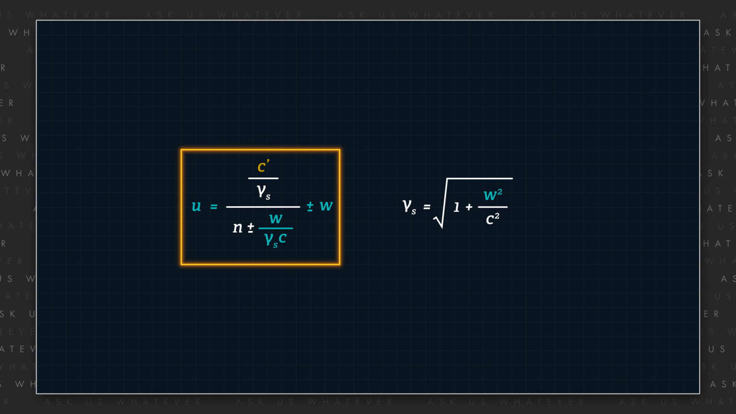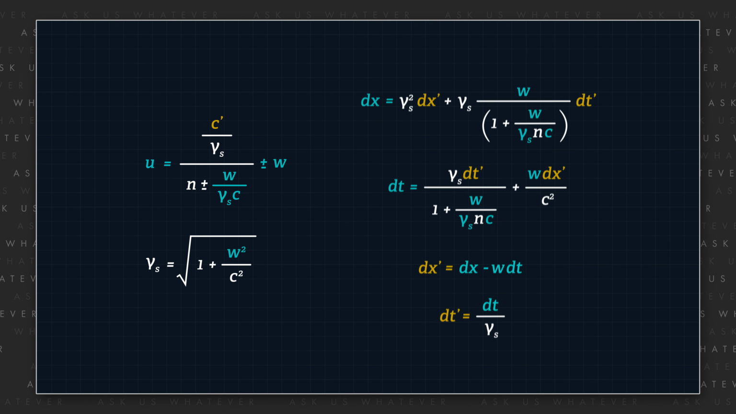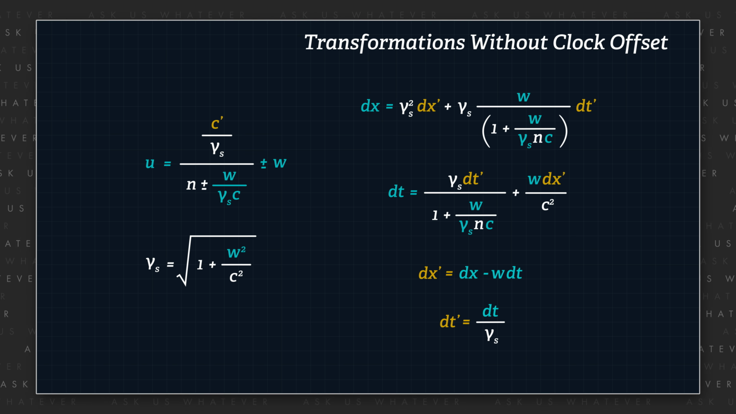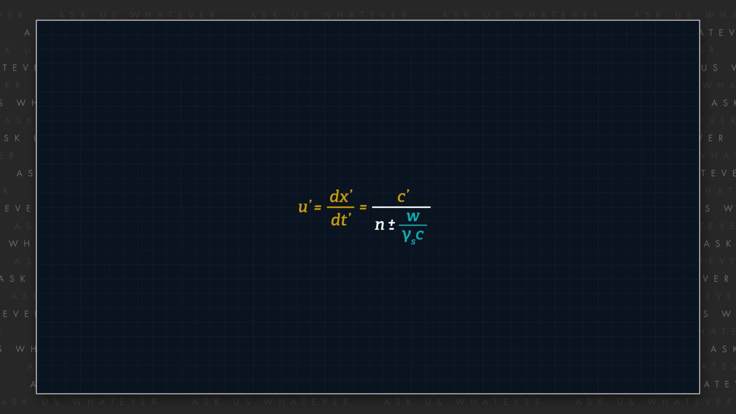Interestingly, this formula is independent of clock offset, which makes it completely compatible with the Fizeau experiment in which there were no clocks. The removal of Einstein clock synchronization changes some of the fundamental transformation formulas, which I'll show you here for completeness, but not call out. This leads to the fascinating result that the one-way speed of light in a refractive medium, when measured with absolutely synchronized clocks, is c prime divided by n plus or minus w over gamma s times c.